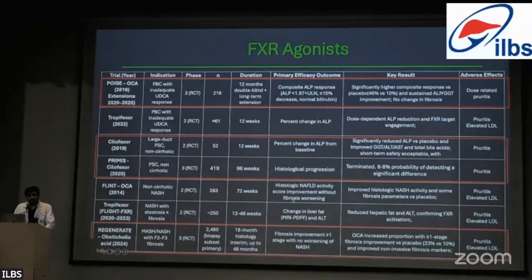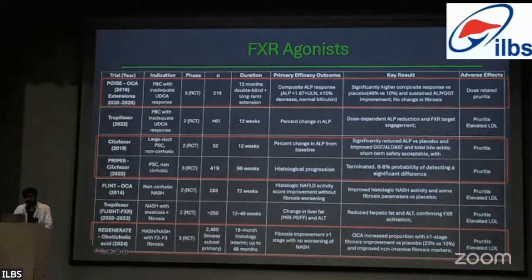So there's also the REGENERATE trial, which has evaluated obeticholic acid in patients of MASH with advanced fibrosis. And this has found that obeticholic acid increased the proportion of patients who had a more than one stage fibrosis improvement as compared to placebo. So 23% of patients on obeticholic acid had more than one stage fibrosis improvement. Almost 6.5% had NASH resolution without worsening in fibrosis in the REGENERATE trial. Now, the primary reason this has not yet received approval is because of the adverse effects of pruritus and elevated LDL levels.